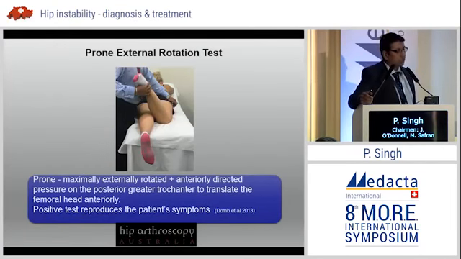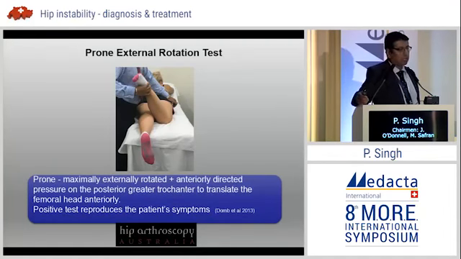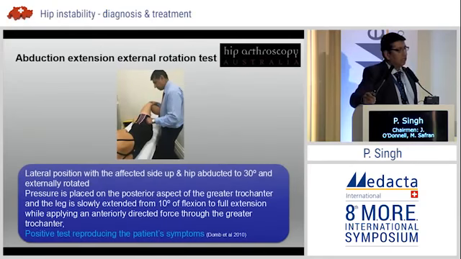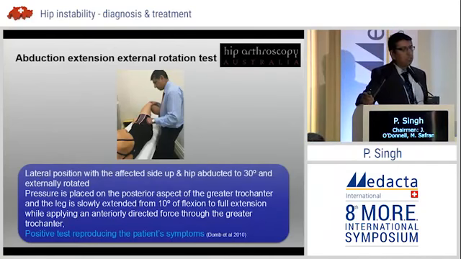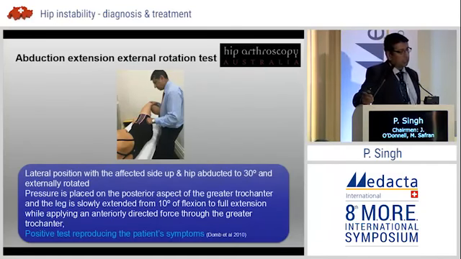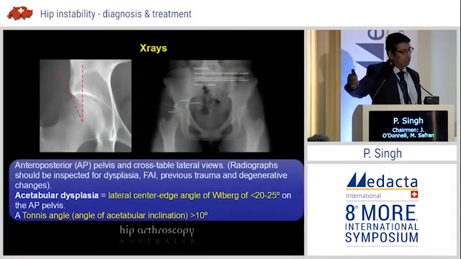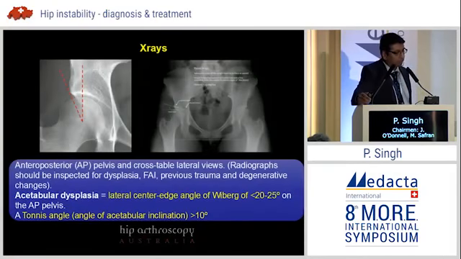The prone external rotation test: you position the patient prone, maximally externally rotate the hip, and apply a posterior pressure to the greater trochanter, and this can often lead to anterior apprehension. And finally, the abduction external rotation test: position the patient laterally, extend the hip, externally rotate the hip, and apply a posterior force to the greater trochanter. Again, this can lead to symptoms of instability.